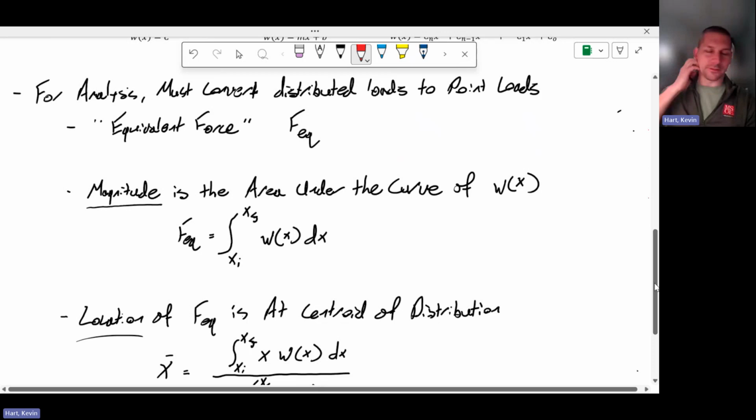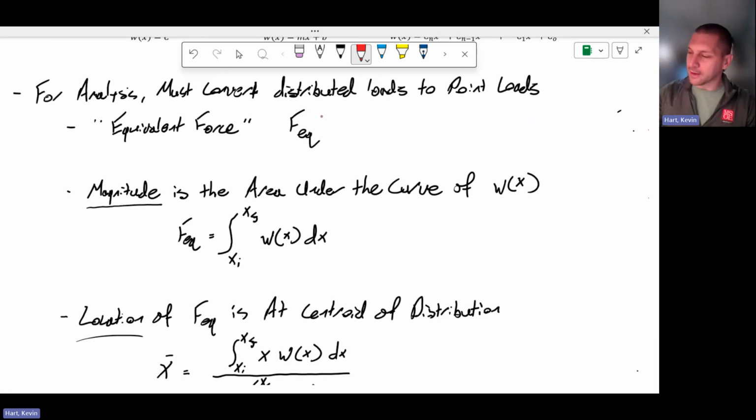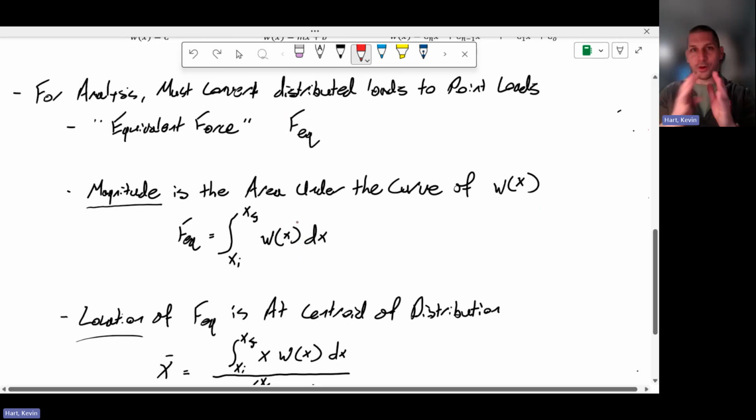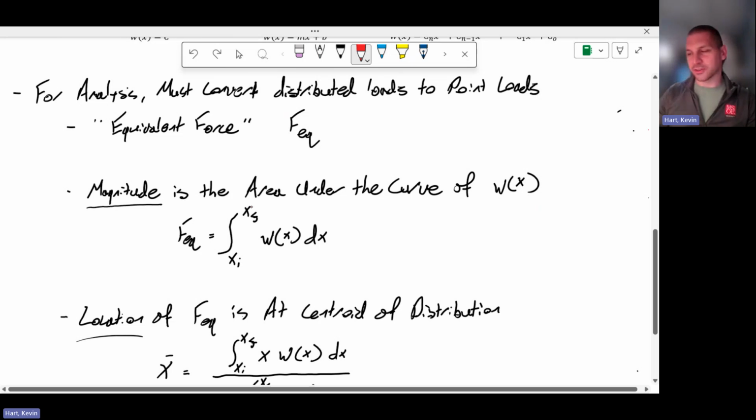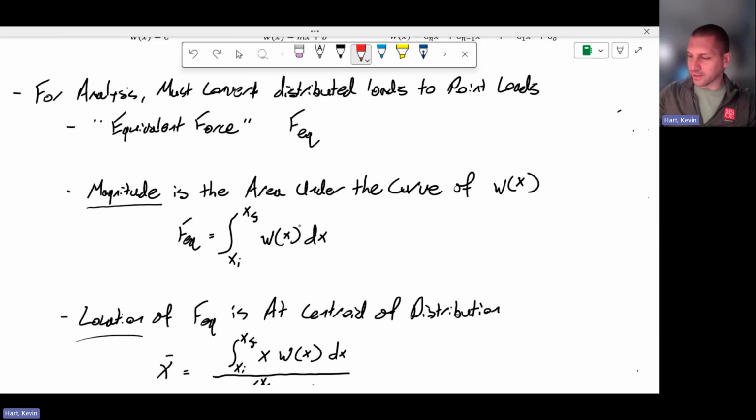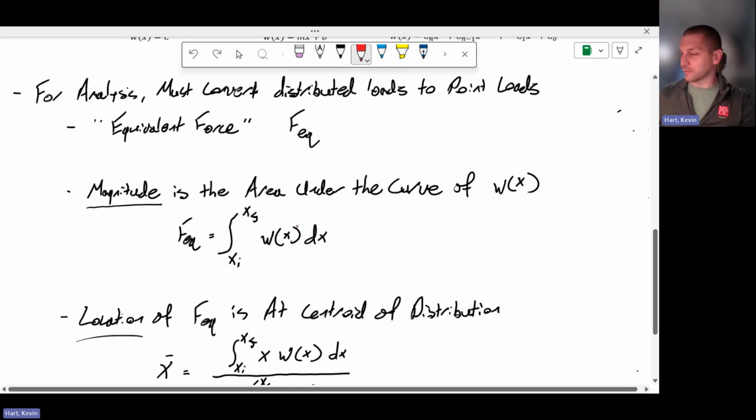So we sort of talked about this on Friday, but the magnitude of this equivalent force that we want to use and generate in our figures is going to be equal to the area under the curve of the loading function. So here's our loading function, w(x), and depending on the domain we're interested in analyzing, some initial x position, some final x position, we're integrating from initial position to final position, and the area under the curve is just the integral of this loading function, w(x). So that's pretty straightforward.